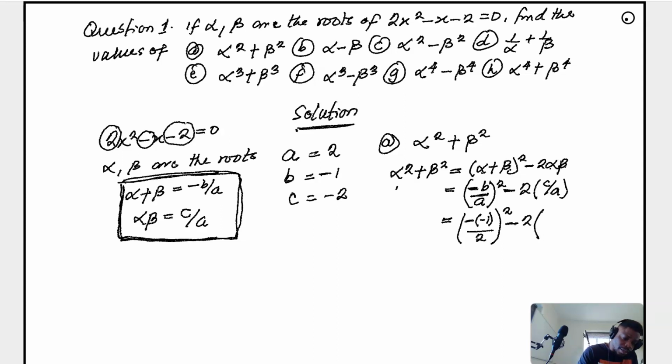Minus 2 bracket c. What is c? Minus 2 over a. What is a? 2. So here, minus times minus is plus. So 1 over 2 squared. Minus times minus is plus, right? 2, we cancel this 2 here. So we have 2 here. So this is 1 over 4 plus 2, and that is the same thing as 2 over 1.